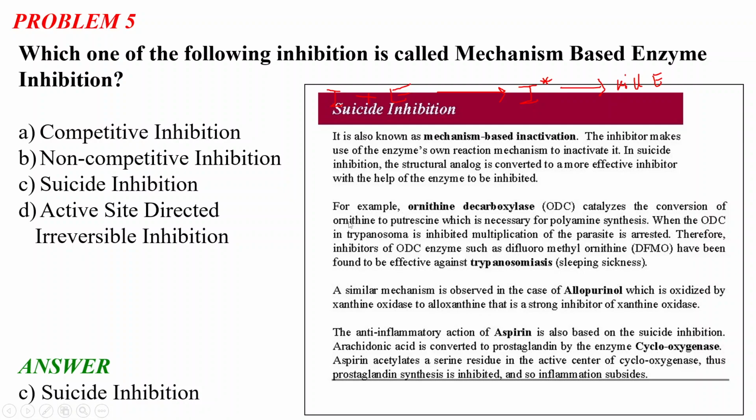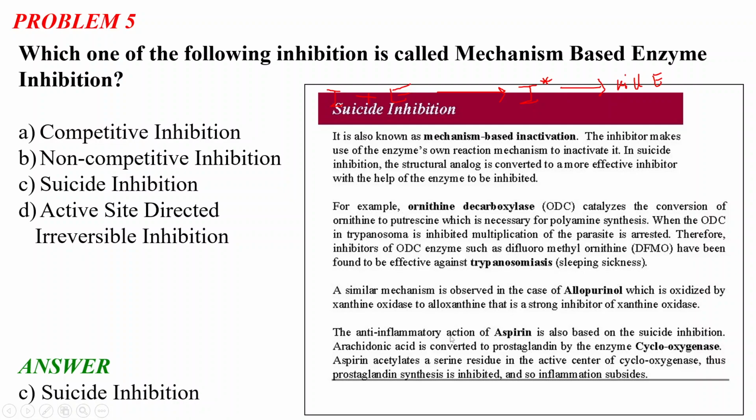For example, ornithine decarboxylase catalyzes the conversion of ornithine to putrescine, which is necessary for polyamine synthesis. When the ODC in trypanosoma is inhibited, the multiplication of the parasite is arrested. Therefore, inhibitors of the ODC enzyme such as difluoromethylornithine have been found to be effective against trypanosomes, which cause sleeping sickness. A similar mechanism is observed in the case of allopurinol, which is oxidized by xanthine oxidase to alloxanthine, a strong inhibitor of xanthine oxidase.